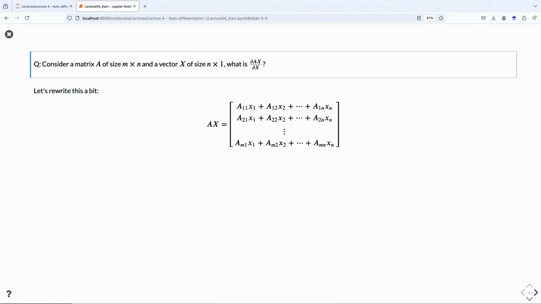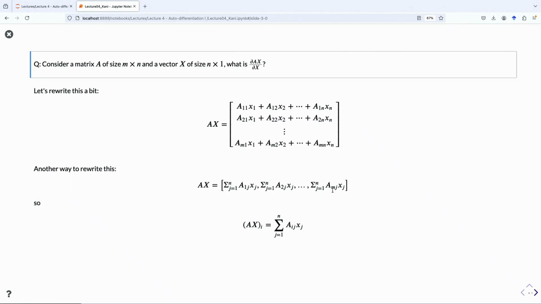So let's rewrite this a bit, and let's just consider the matrix A multiplied by the vector x is simply a vector that is, are the dimensions correct? Matrix A is m by n and a vector of size n by 1. Okay, so the matrix A times x simply becomes a vector where each element of the vector is the row of the matrix multiplied by the vector, piecewise, summed up together. Okay?